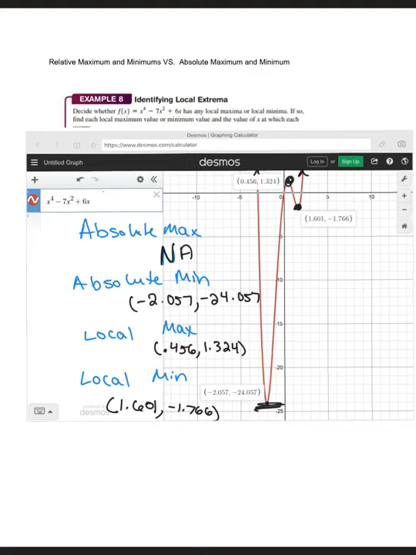I know this video is only supposed to be about local extrema, but I don't want to take it for granted. You guys can also find your x and y intercepts by clicking here. This is where you cross the x-axis, so those are your zeros or your x-intercepts. And (0, 0) is not only an x-intercept, but it is also a y-intercept as well.